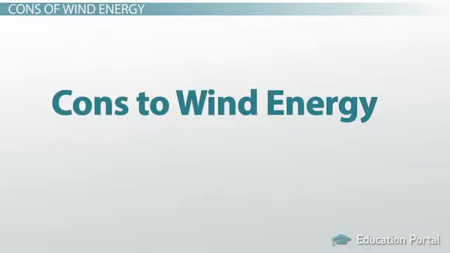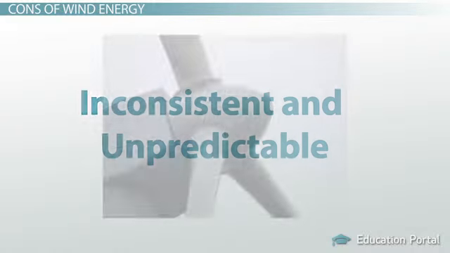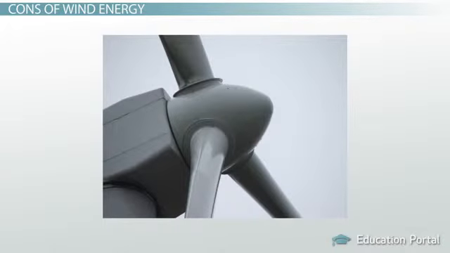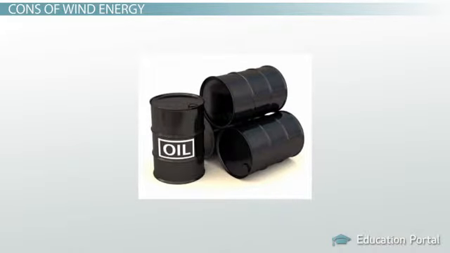Now there are cons to wind energy, with the biggest disadvantage being the fact that wind is inconsistent and unpredictable. If the wind is not blowing, the blades of the wind turbine do not rotate and no electricity is generated. Because of wind's unpredictability, wind energy often needs to work in tandem with other energy generation systems, including those that use fossil fuels.